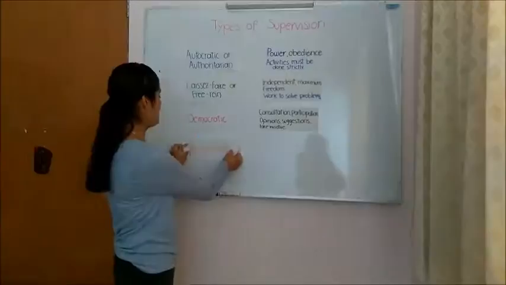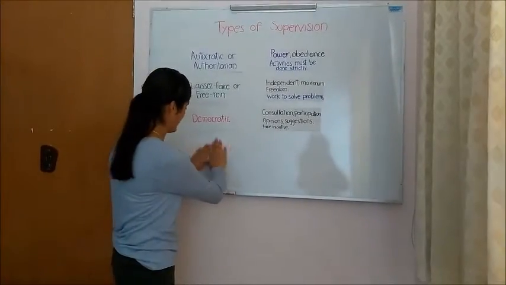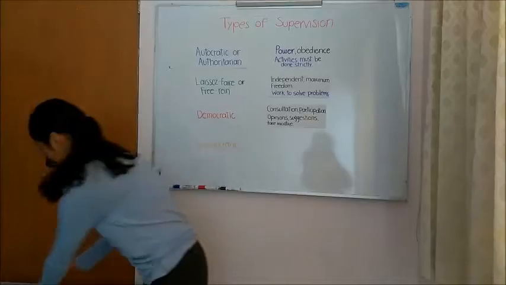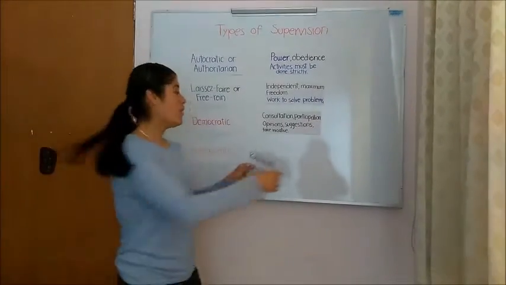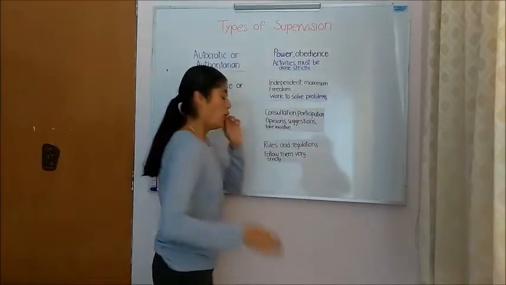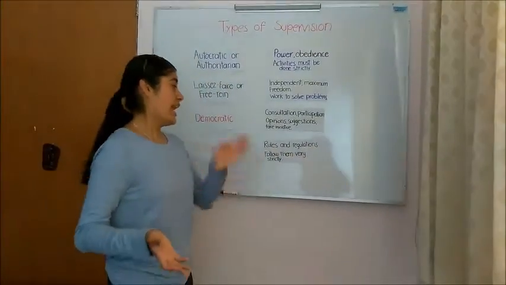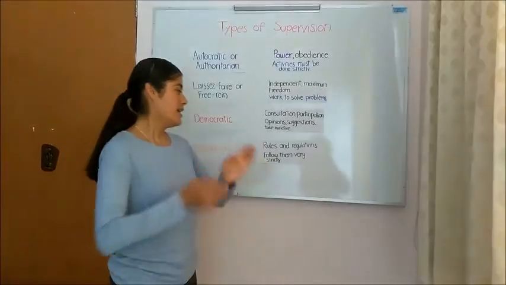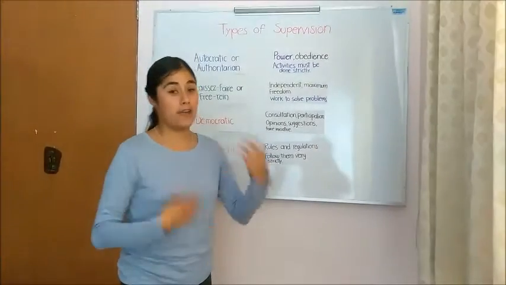And the last one, bureaucratic supervision. It involves rules and regulations, and all the rules and regulations have to be followed very strictly.